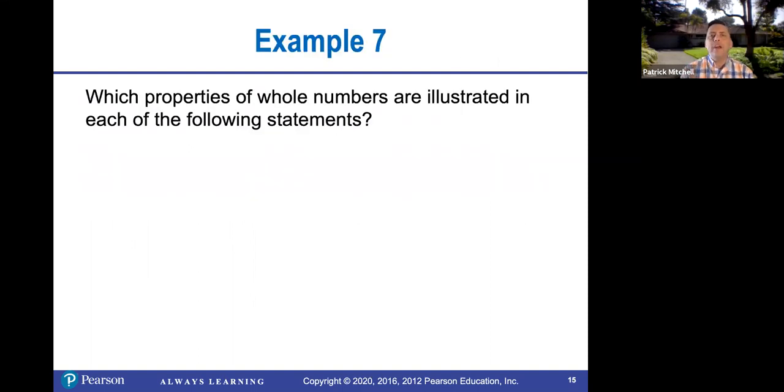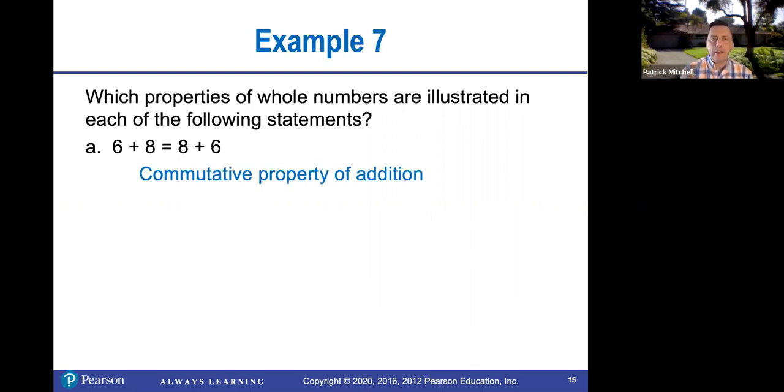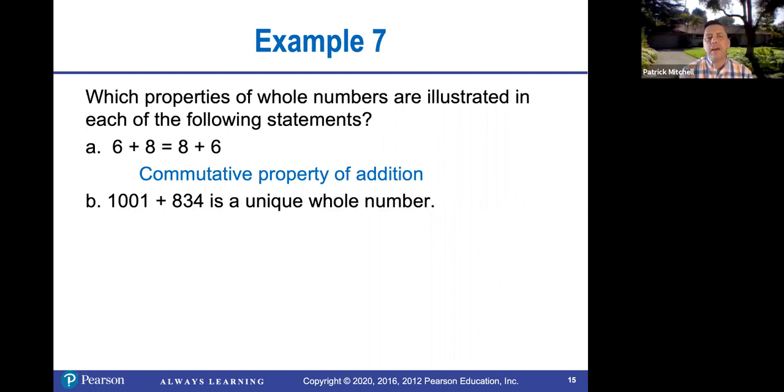All right, which properties of whole numbers are illustrated in each of the following statements? Starting with 6 plus 8 equals 8 plus 6. So think about the properties that we just talked about. Try to remember which one this is. Which one says 6 plus 8 equals 8 plus 6? That is called the commutative property of addition. Next, which property says that 1001 plus 834 is a unique whole number? That was the closure property of addition.